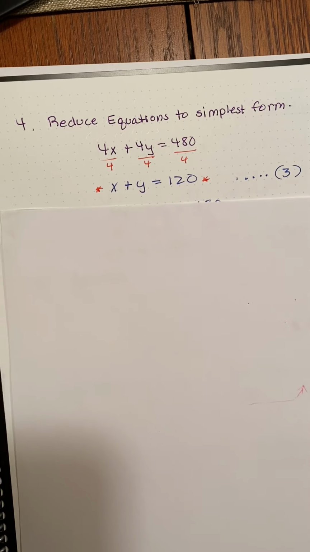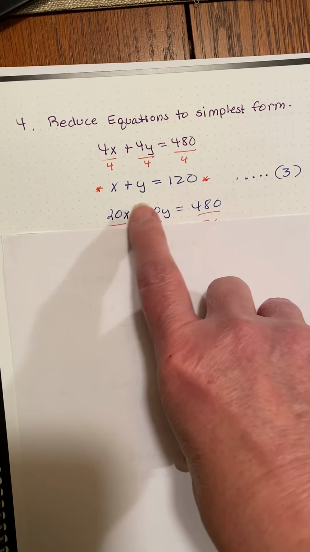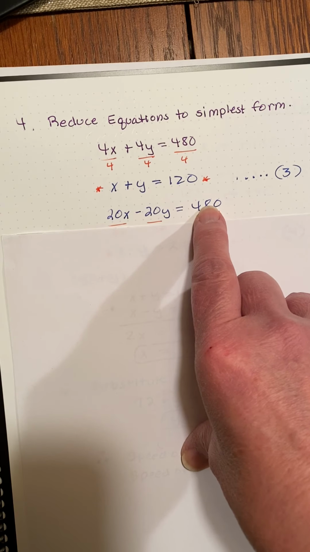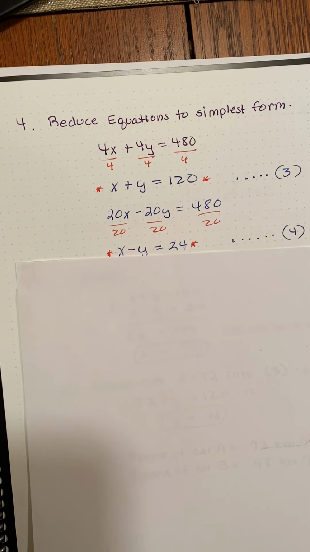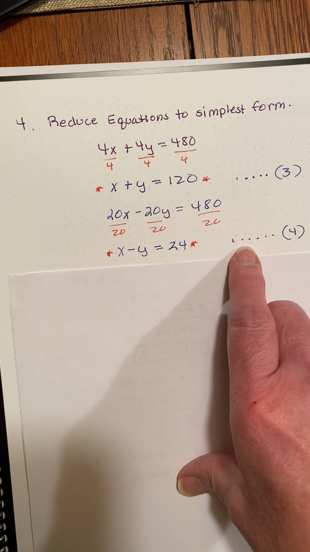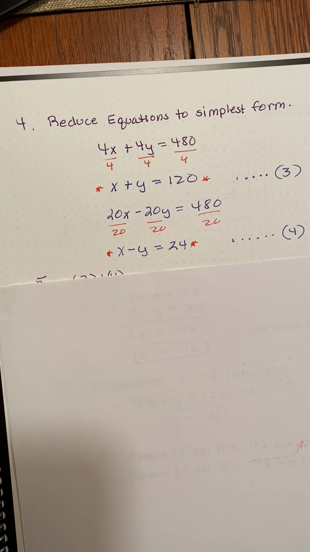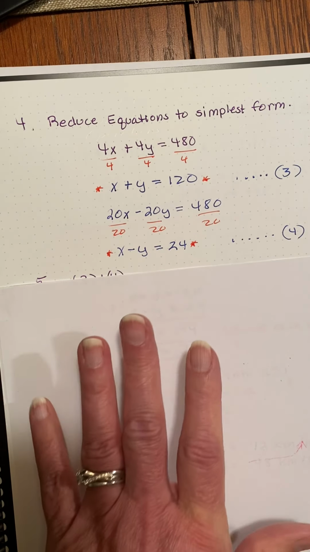I do the same thing with the next equation. I can reduce them all by 20. And that leaves me with x minus y equals 24. And I have my fourth equation. Okay, 4 equations. Here we go.